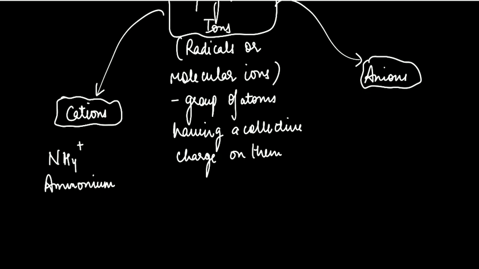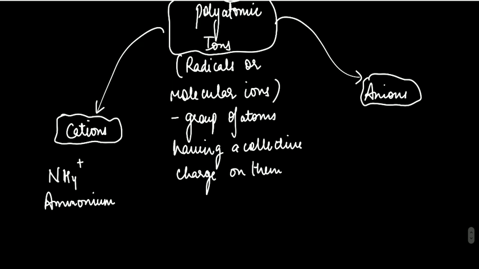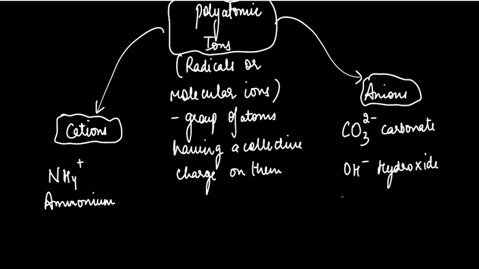Similarly, we have too many anions over here. Wherever possible, I'll help you out with a learning trick, but it's a difficult job. Still, you have to learn these anions in order to become very pro in your chemical formulas part. So I start with the anions. Let's start with carbonate, CO3 2 minus. So it's a collective charge. Then we have hydroxide. We have cyanide, CN minus.